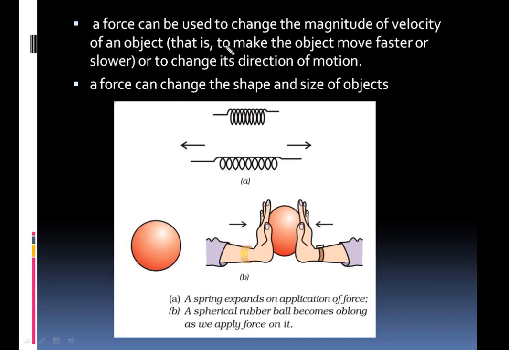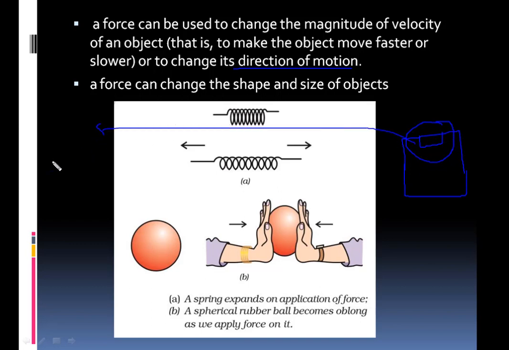Now to change a direction, suppose this is a football ground. Now this is the goal. Let me draw this much diagram here. So this is the goal post. Now this is the football. Your job is to enter the football in this direction.